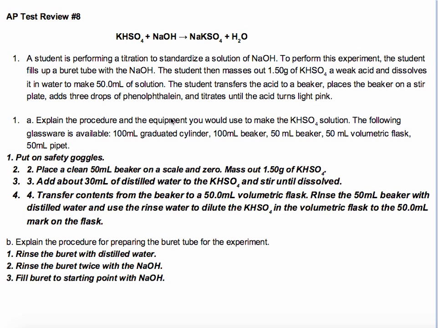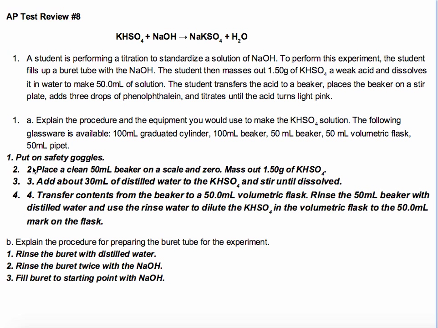Anyway, it says, explain the procedure that you would use to make the potassium hydrogen sulfate solution. And they give you the glassware. So a lot of times on the AP test, they want to see if you know how to use the correct glassware, and how to make a solution. So number one, if they give you the option of safety goggles in the equipment list, you should definitely mention that. In the old days of AP, they used to give you a point for mentioning that. Not sure if they would do that this year or not.